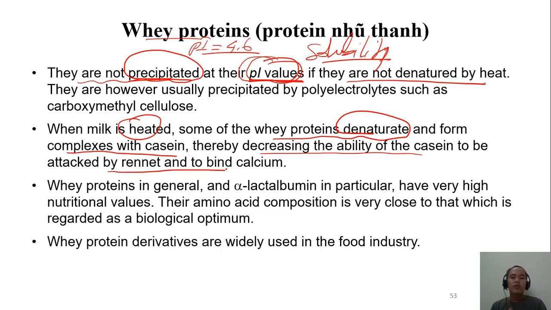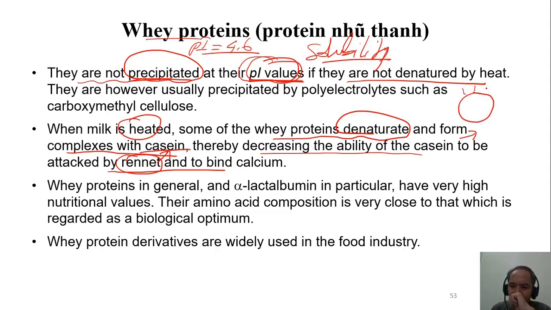making cheese. This sentence means that in making cheese, if we heat the milk a lot, whey protein will denature and form complexes with casein, and then it becomes difficult for the enzyme to hydrolyze a part of casein to coagulate the casein. It's difficult. That's why in making cheese, especially ripened cheese, which we will see in chapter 6 and chapter 7, they normally do not really heat milk a lot. But we just explain a little bit here so you can understand this sentence.